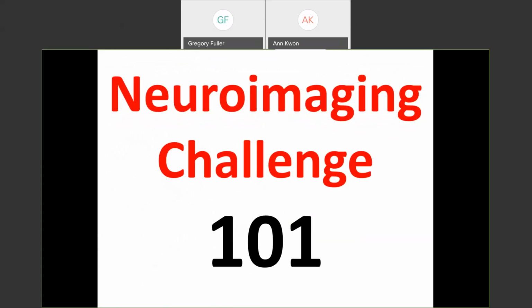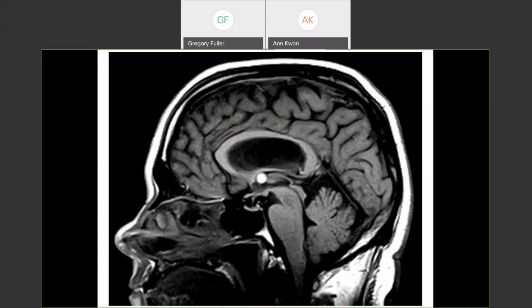Okay, Neuroimaging Challenge 101. Let's do an MRI. Again, I'm calling this 101 because what I'm asking for really is a differential diagnosis. But remember, the rule of the differential diagnosis is that whatever is statistically most likely is what you list first, and it's statistically most likely based on the data that you have.